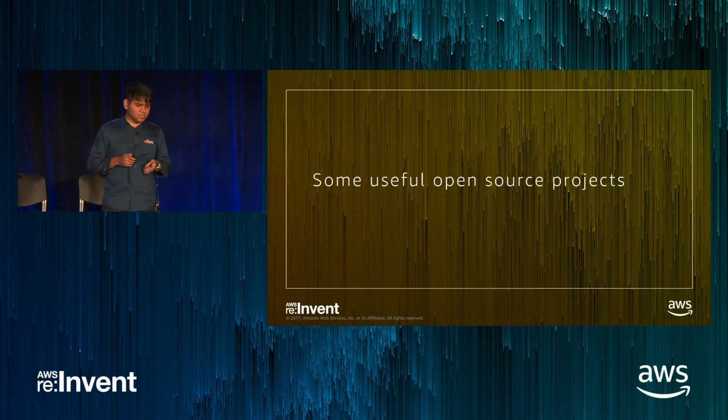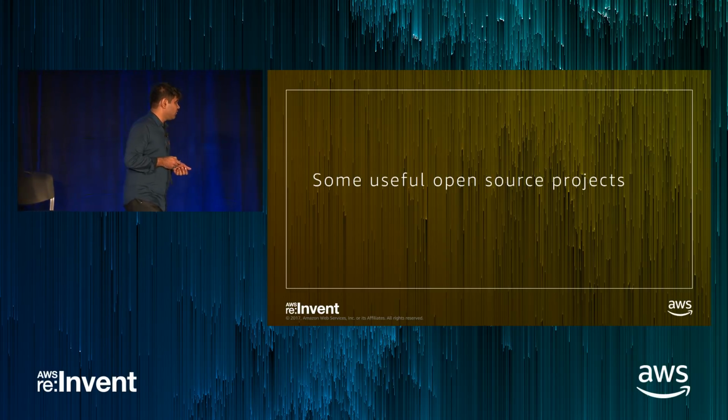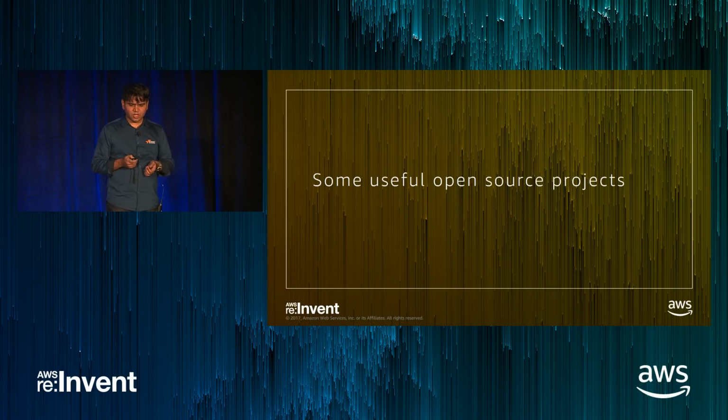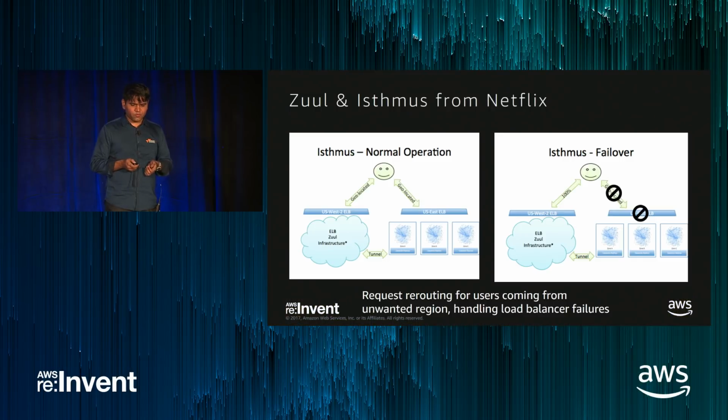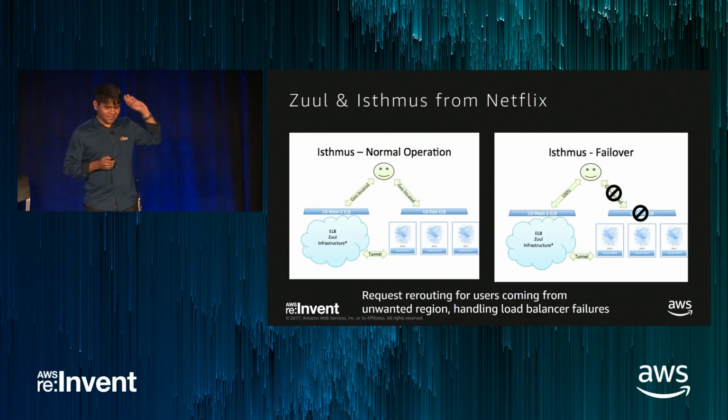Okay, this is the last part. There are some open source projects which are contributed by other organizations that I personally feel you should take a look at. One of them, or rather two of them, are Zuul and Isthmus. I don't know what is the right way to pronounce it.